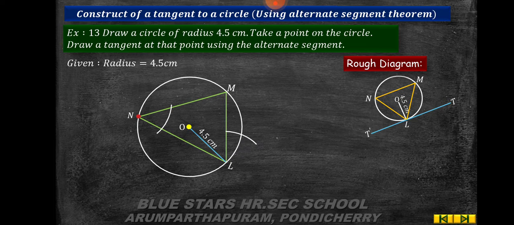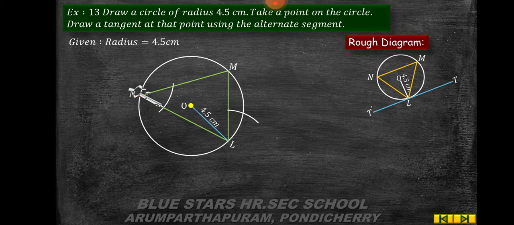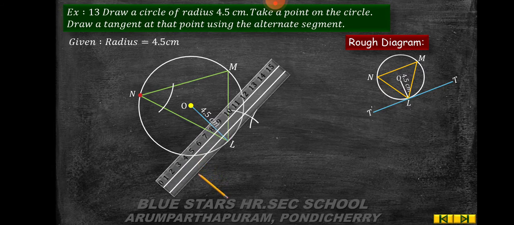Now the next step: take the compass and measure the distance between the two points where the first arc touches the two sides. Bring that measurement and cut at the point where it intersects the arc. When we cut, we get two arcs intersecting each other. From that point we draw one line which touches the point L with the help of the ruler. That is what is called the tangent to the circle.